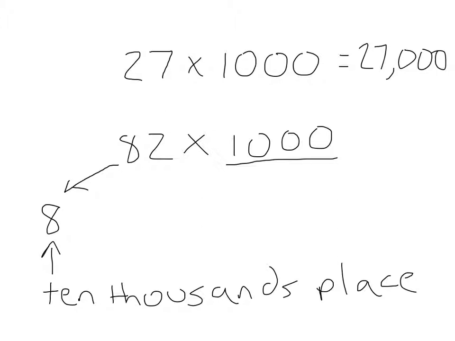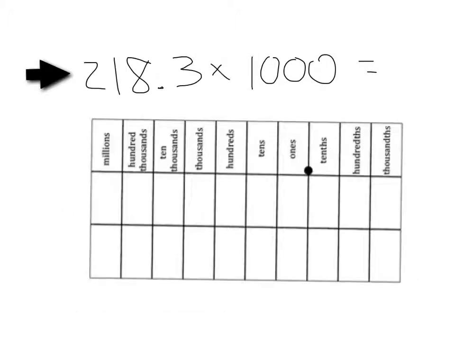The 2 gets moved over not only to the tens, hundreds, it actually is in the thousands place. And then to be able to get this into the thousands place, I'm going to place a comma, and then I need my placeholders, which is a 0, 0, 0. So 82 times 1,000 equals 82,000. Here we have another problem where we are multiplying by 1,000.